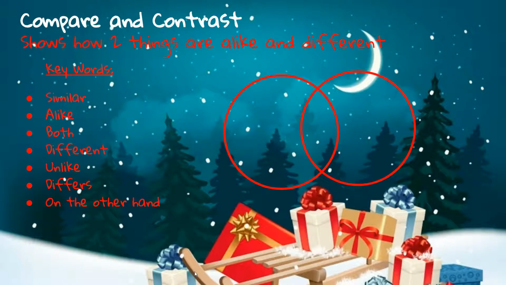Compare and contrast shows how two things are alike and how they are different. Your keywords would be similar, alike, both, different, unlike, differs, on the other hand. Coffee and tea are similar because they are both hot beverages. Both coffee and tea have caffeine in them. Unlike tea, which is made from leaves, coffee is made from beans. So I am explaining how coffee and tea are alike and different.